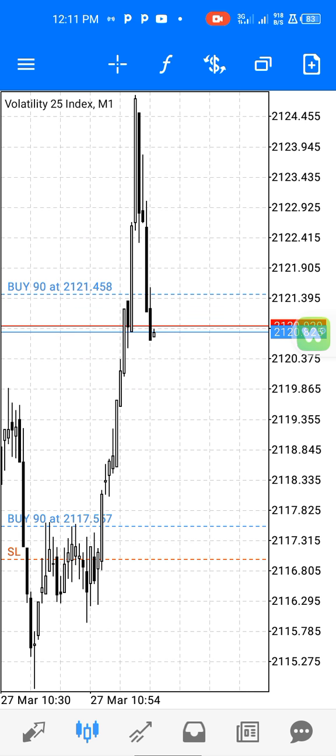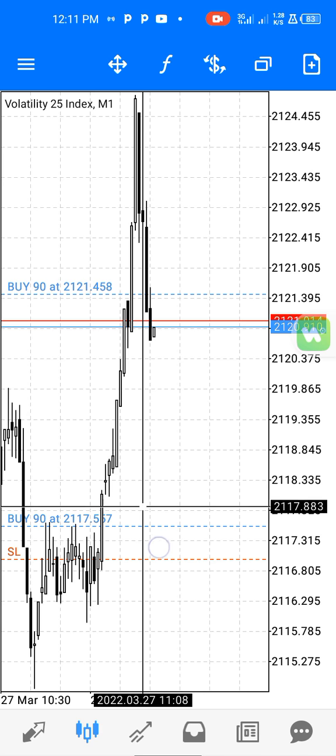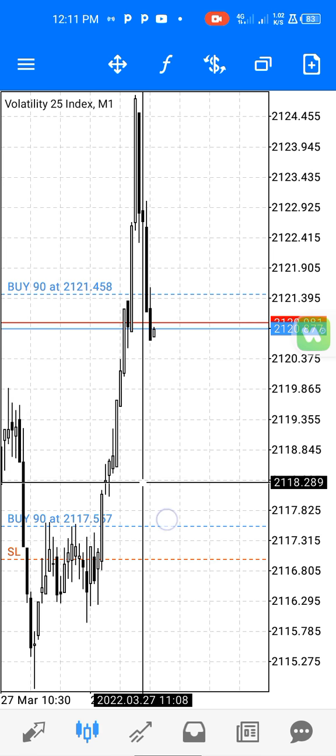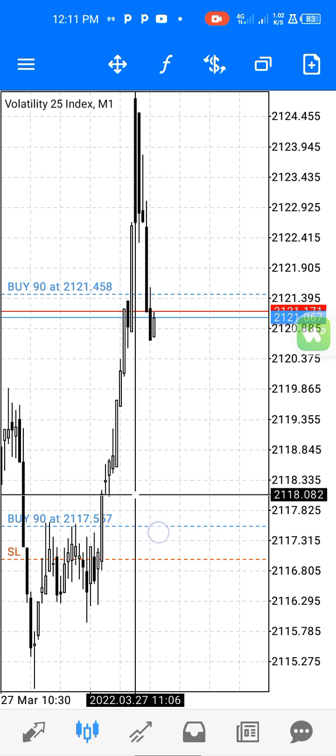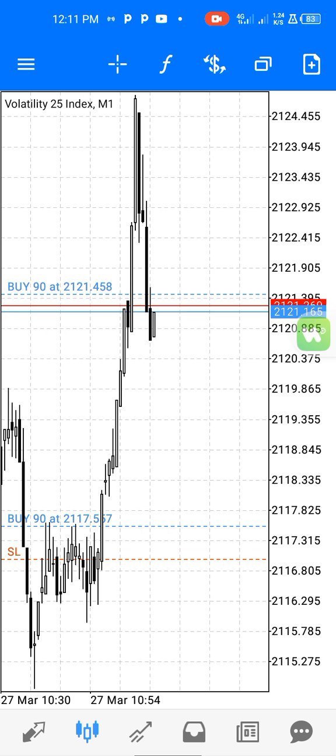And what do I mean by locking profit? You shift this stop loss above your entry. I could place it somewhere here. So let's put it on 2118. Let me just put it on 2118.1.